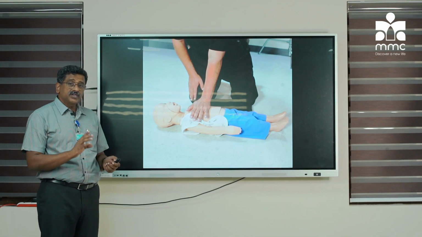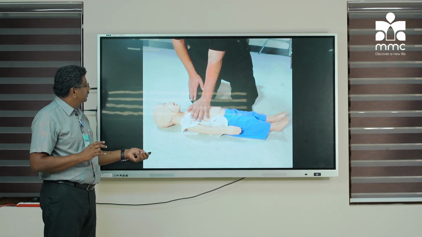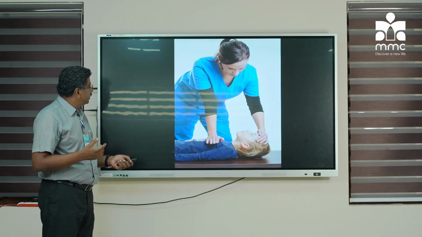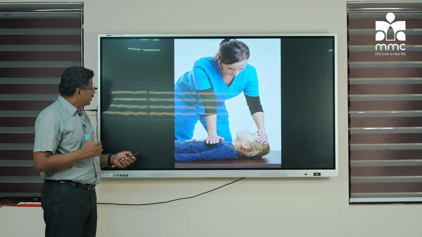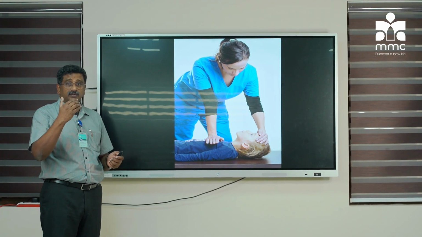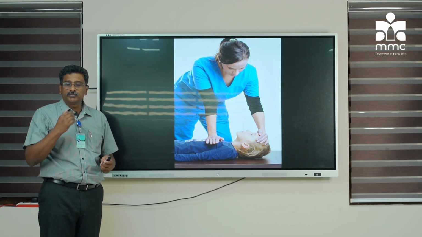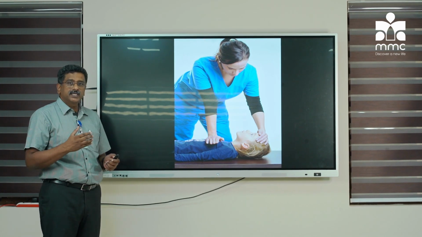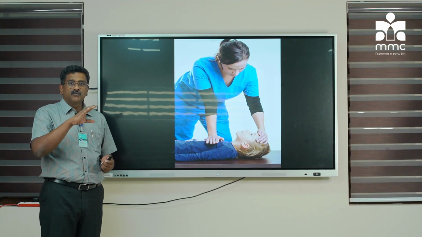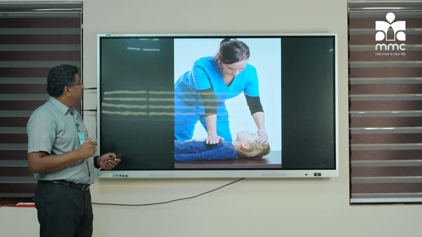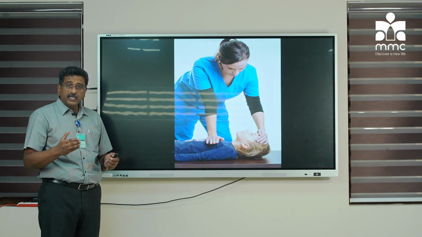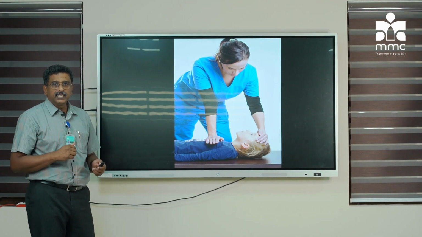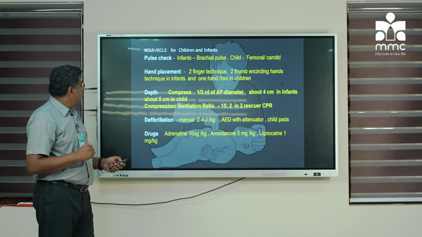So this is a compression in a child with one hand. If it is a small child, you can use one hand. If it is a bigger child, you can go for 2 hands also. And what is the depth of your compression? In adults, you know that it should be at least 5 centimeters or 2 inches. In a child, you should compress 1/3 of the anterior posterior diameter of the chest. In a child, that will be approximately 5 centimeters, and in an infant it is 4 centimeters. So that is about the depth.